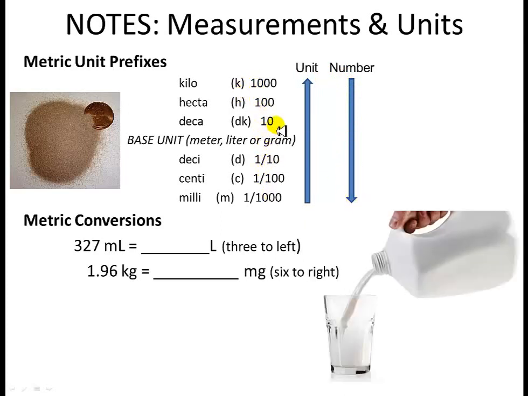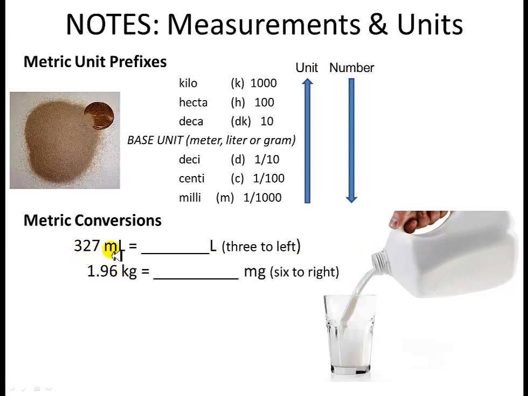What I do want you to look at is this picture. And you can imagine this is a gallon and this is a 12-ounce glass. As the unit gets bigger, like this gallon compared to the glass, the number is smaller. So how many glasses of milk can you get out of a gallon? Probably more than the 1 gallon.